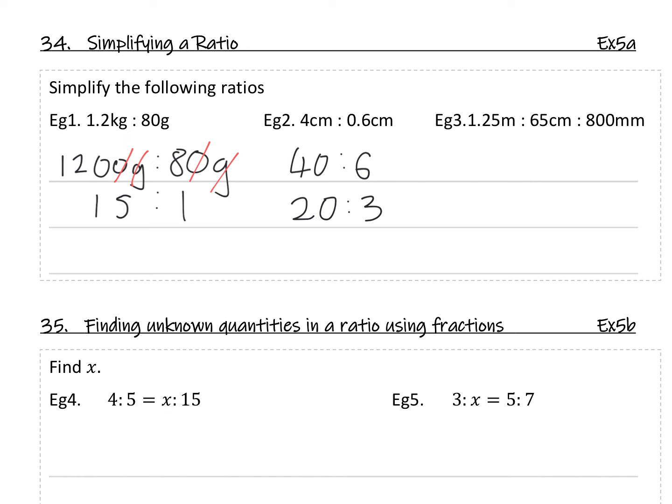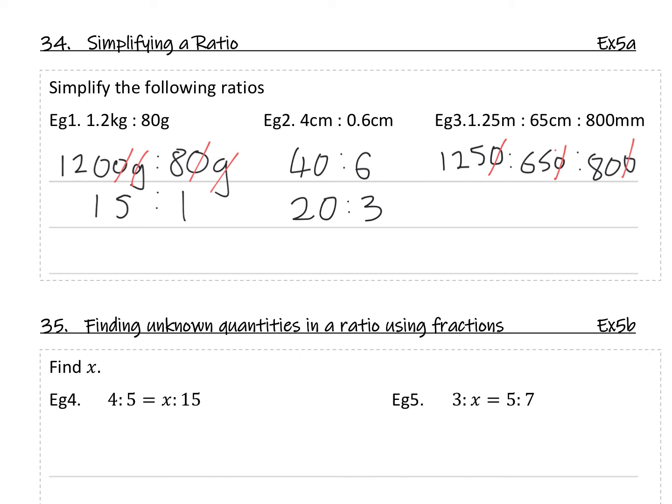Example 3, we've got 1.25 metres to 65 centimetres to 800 millimetres. So I think it's best here to change them all into the smallest unit, which would be millimetres. So we've got our 800 millimetres. 65 centimetres is 650 millimetres. And 1.25 metres, that would be 125 centimetres, and then 1,250 millimetres. So they are all in millimetres. I haven't put the units there because then the ratio would also be applicable if they were all in centimetres or all in metres. I would begin by just dividing through by 10.